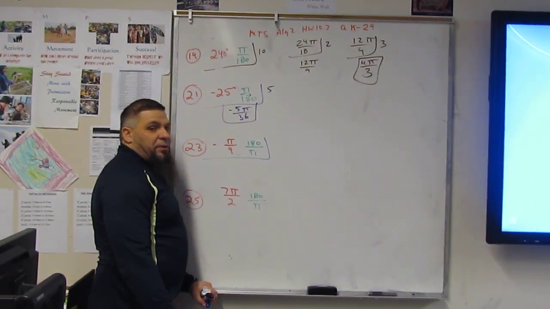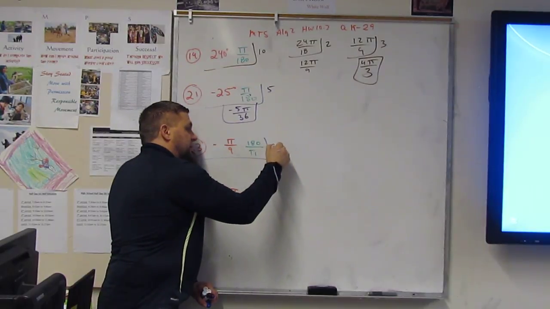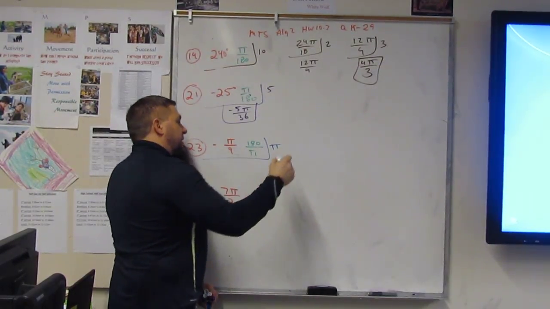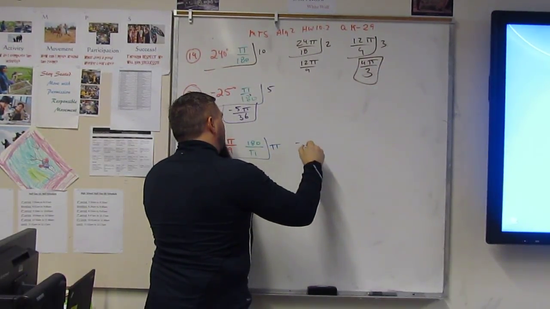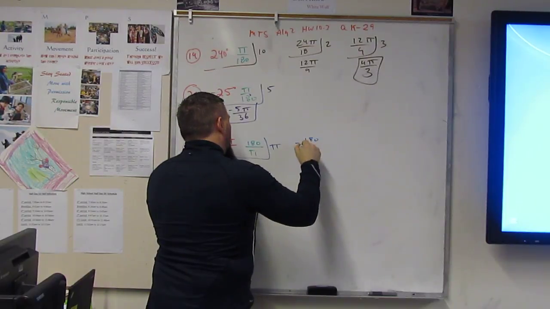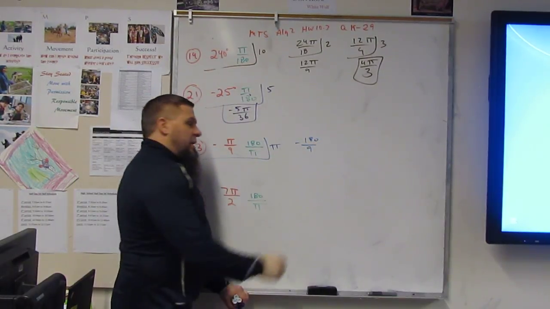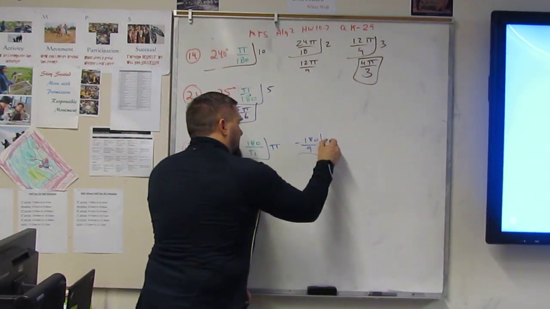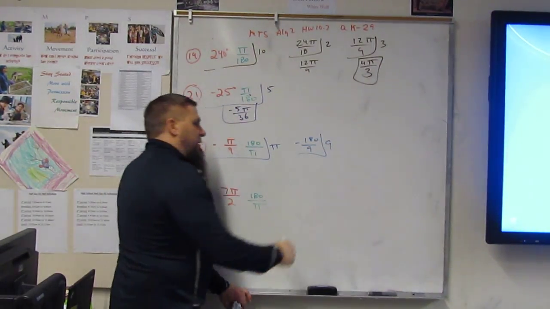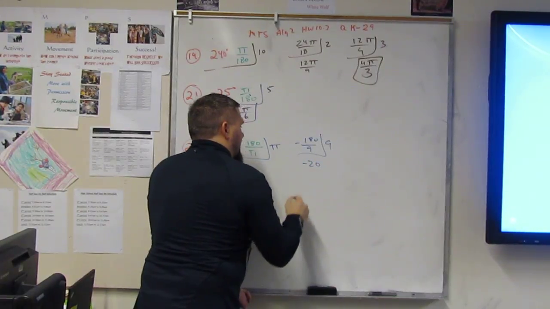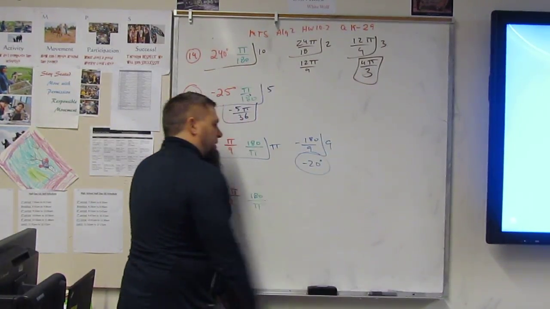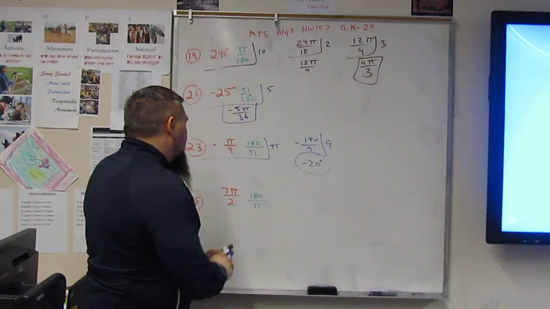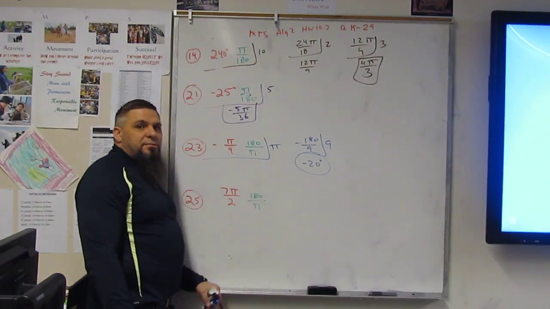The first thing I want to pull out is a pi. What that's going to give me is a negative 180 over 9. Now I can look at that and go, well, 9 goes into 9, and 9 goes into 18 2 times. So there we are, negative 20 degrees.